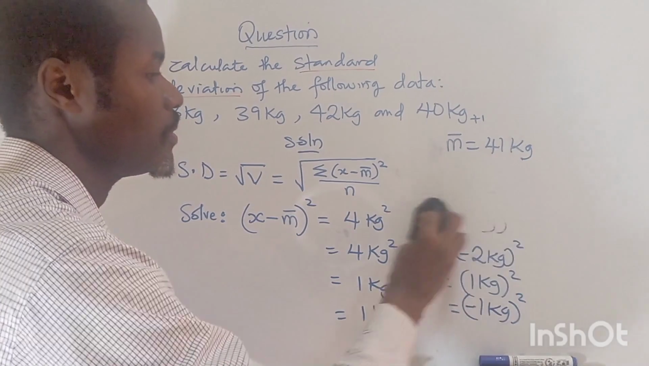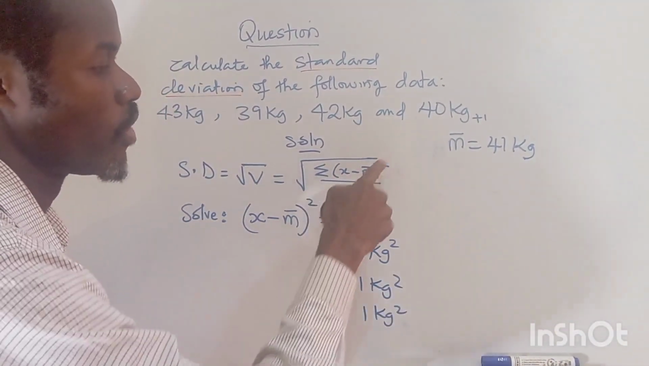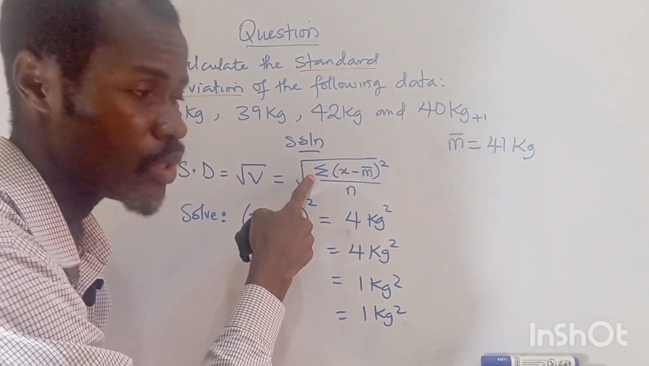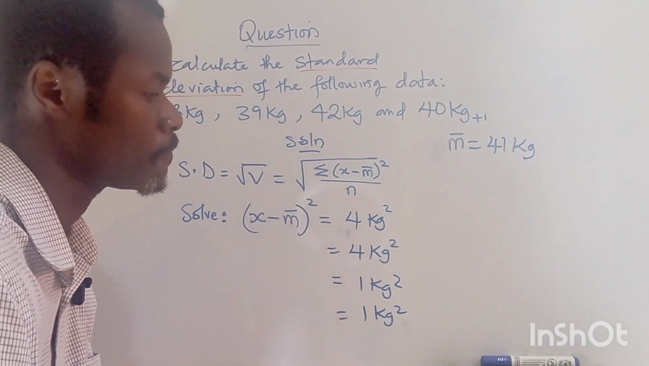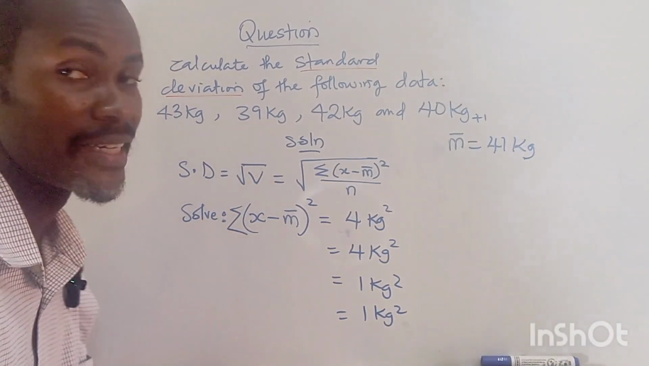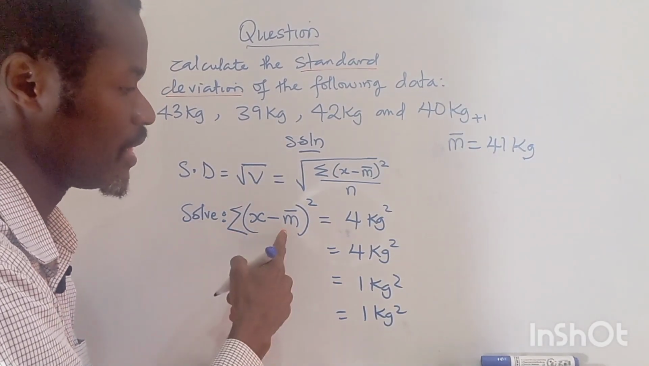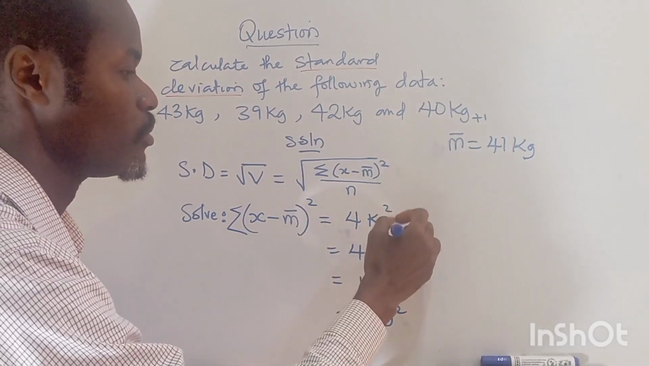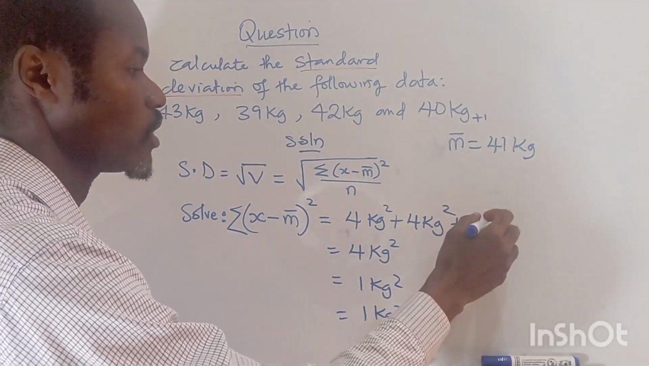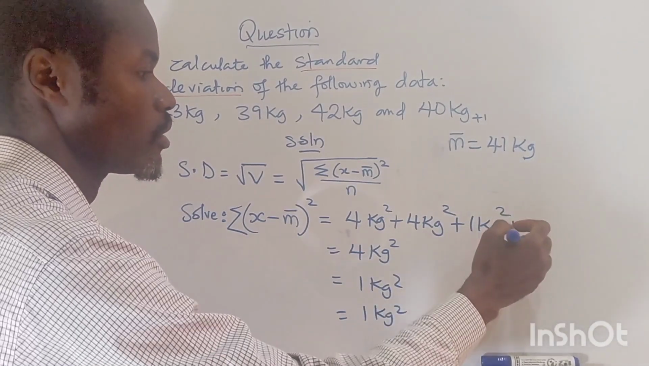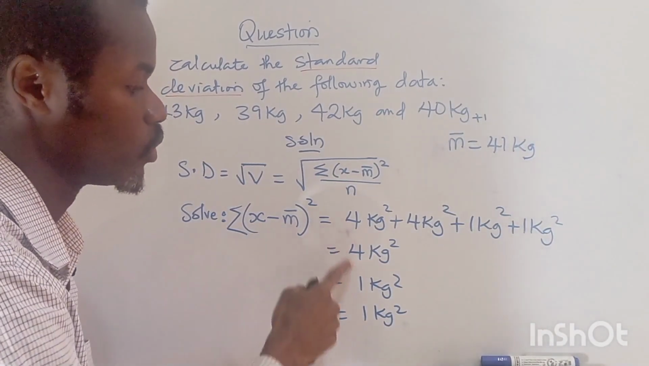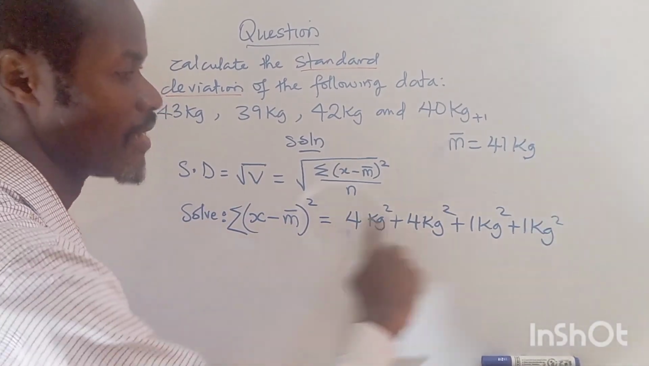Okay? Now that we have done the step of squaring them, we have the symbol which has to do with sigma, or summation. So we are going to sum all of this. So let's sum all of them. Sigma means we have to add all of this. So we have 4 kg squared, plus 4 kg squared, plus 1 kg squared, and plus 1 kg squared. Okay, so we are summing 1, 2, 3, 4 terms.